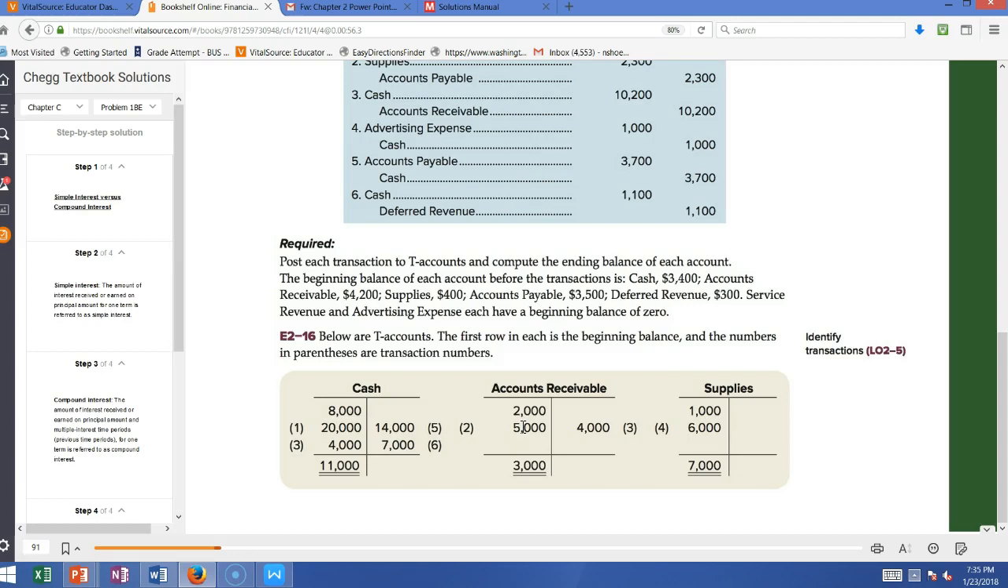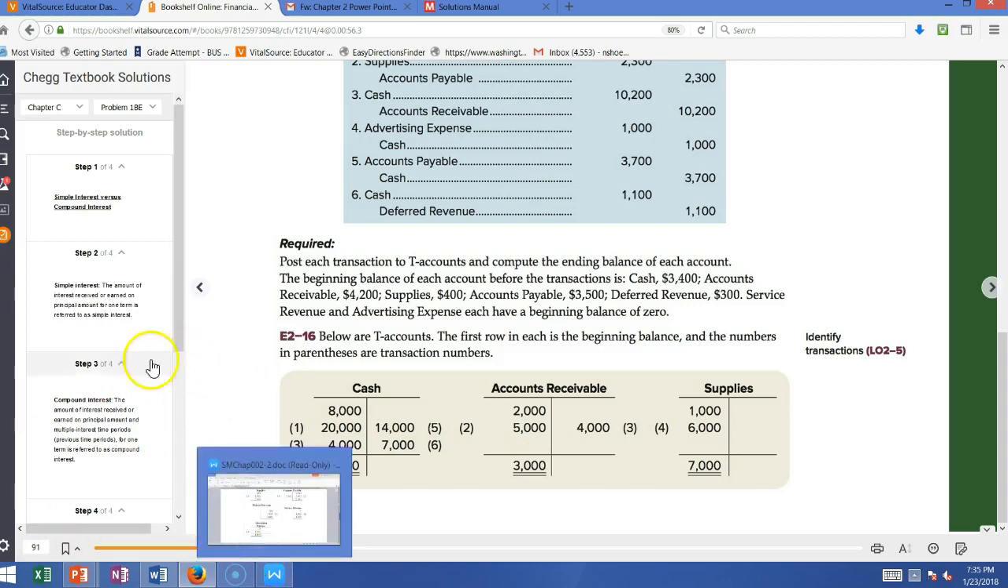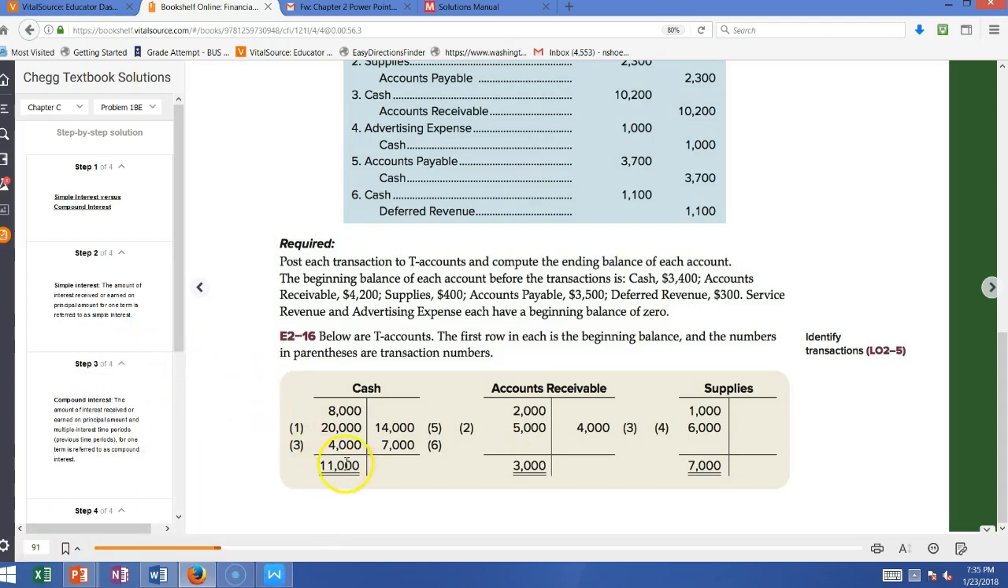Number 3, a debit to cash for $4,000 and a credit to accounts receivable for $4,000. What the heck happened here? Someone paid us. We received cash. As a result, we decreased our receivables. They don't owe us that money anymore, do they?